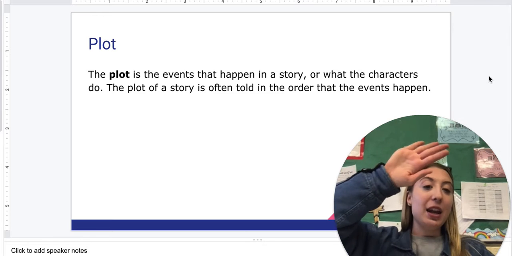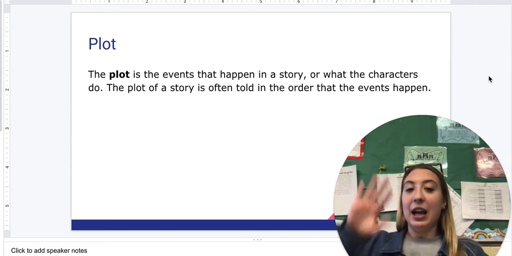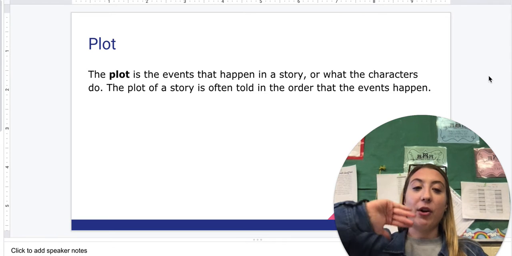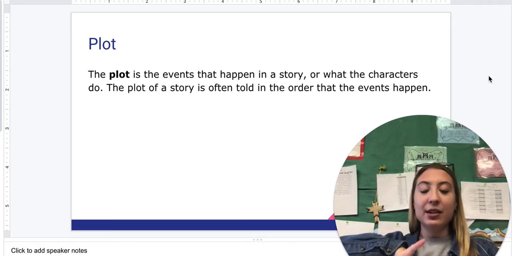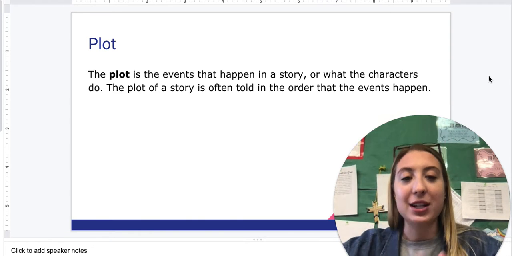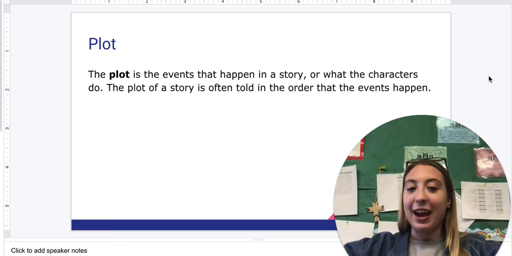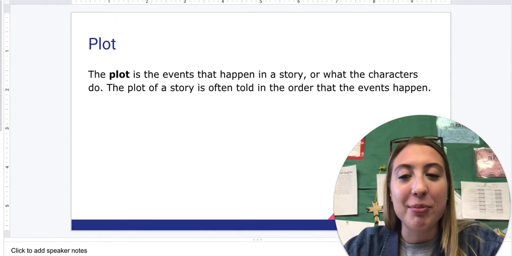In the beginning, usually we're introduced to our characters and our setting. In the middle is usually where we have our plot, what's happening in the story. And at the end is usually where we have our solution. So the plot and the problem are kind of in the middle, and at the end we have our solution. And that's what we're going to be talking about today, our problem and solution.